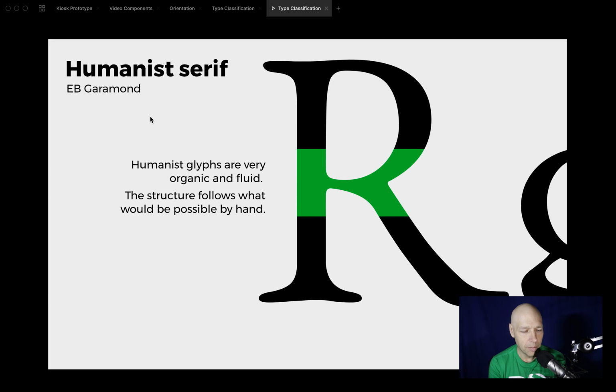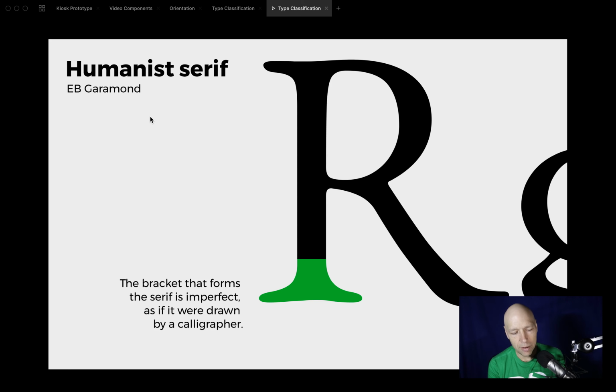There's nothing that is structurally consistent with it. It's the way that it comes together and moves around. It's all different sizes, and it is as if a hand was writing it with a pen. Also, look at this bracket at the bottom that really creates the serif. Notice how it kind of comes in. It's not flat. It looks imperfect, like a human would have created it. And this is what the humanist serif is really all about: as many organic and imperfect touches as possible to really retain that feeling that a human was involved.